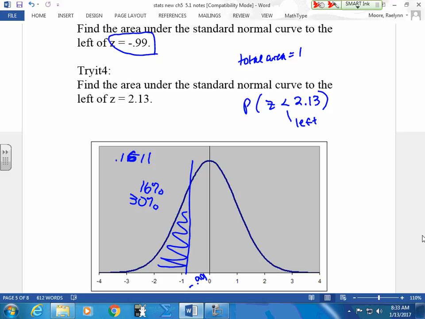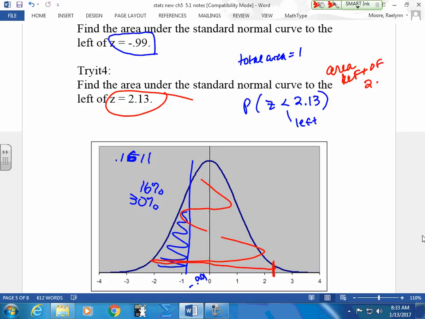So where am I going to find 2.13? Close to the 2, right? A little to the right of it. Look at all this area that I want. To the left. I want my probability to say, what is my area? Area to the left of 2.13. So, guesstimate. Give me a guesstimate first.